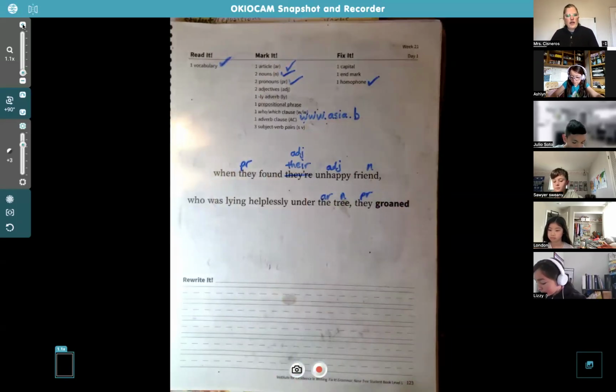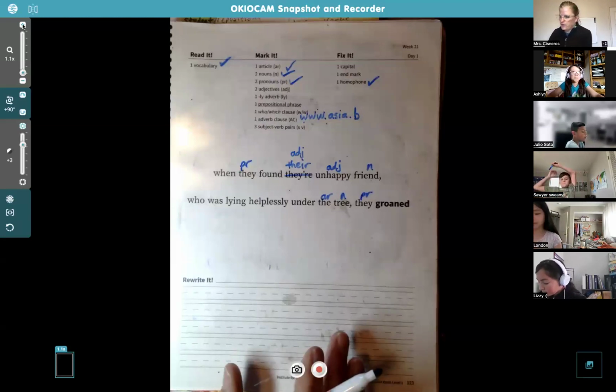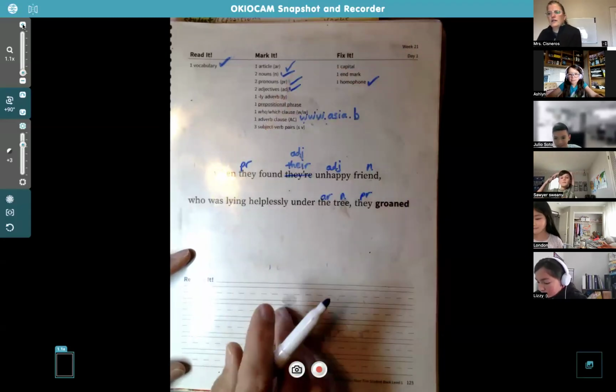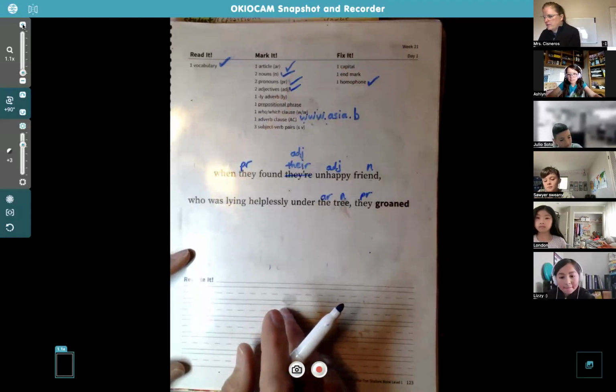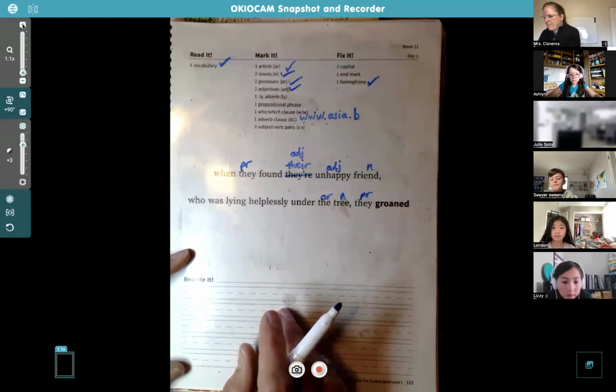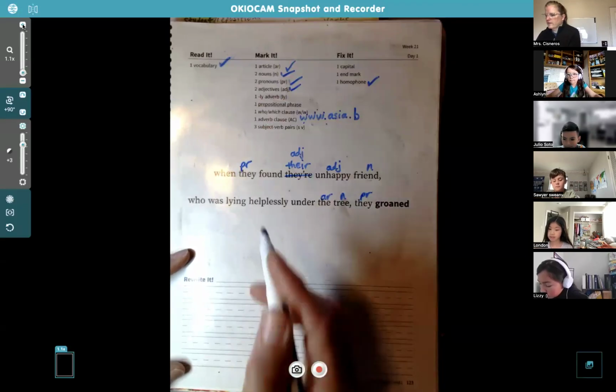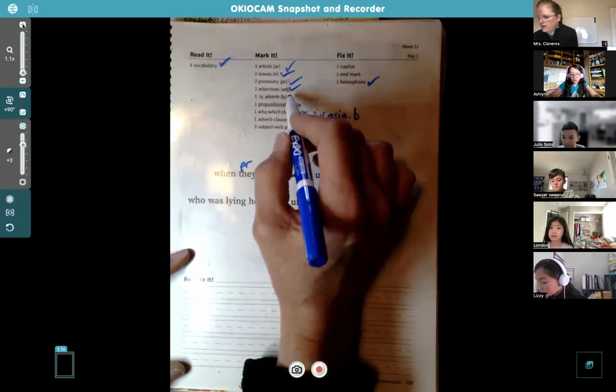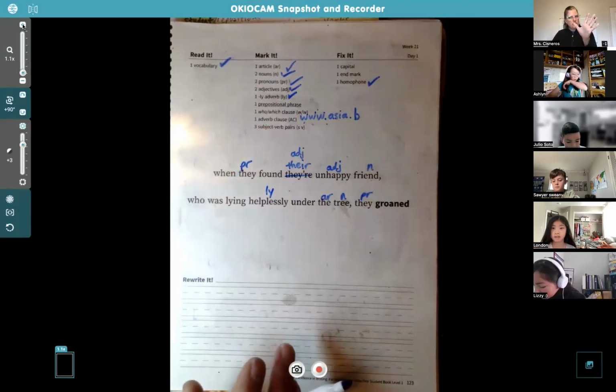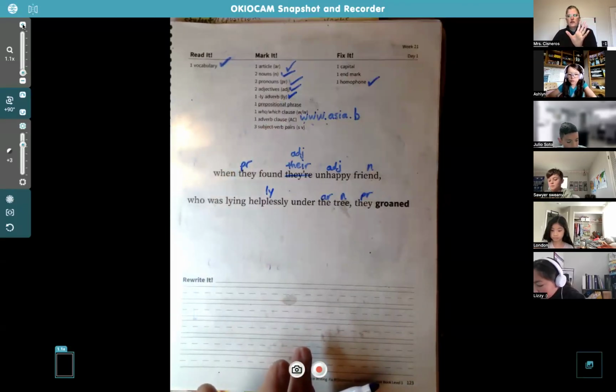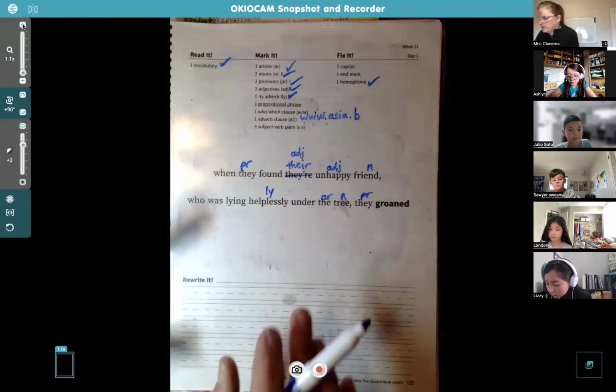That's it. So remember, adjectives tell about the noun, so they usually tell like which one or what kind or whose. And then London, what about the ly adverb? Where's that at? Helplessly. Good, helplessly. We're just going to put ly there. I like to save the prepositional phrases, so I'm going to save that, okay? And then Ashlyn, where is the who which clause? Let's do that one next.